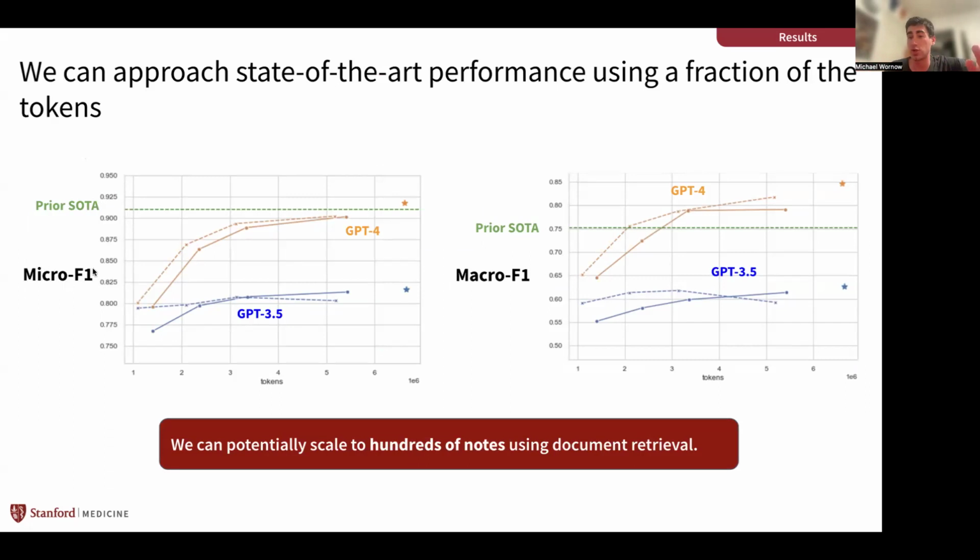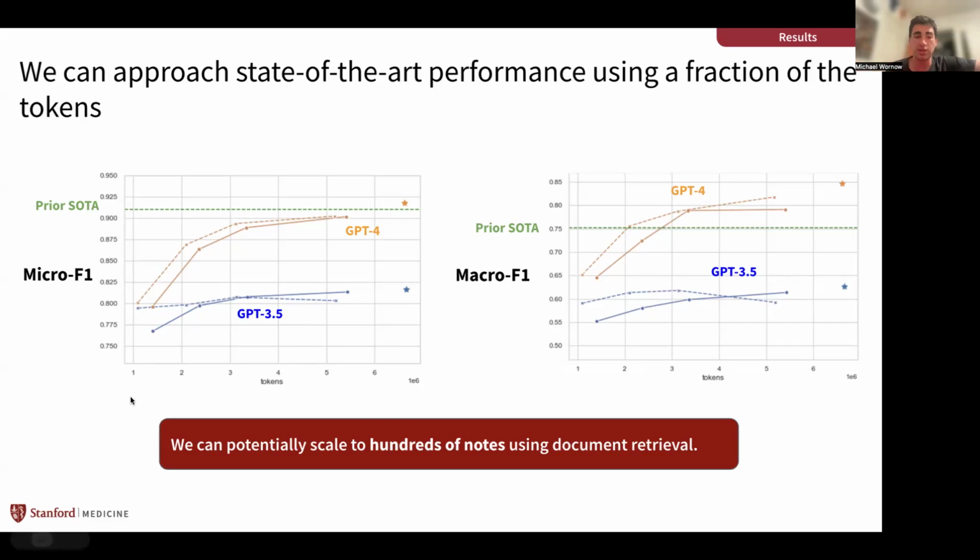The left-hand chart is just one metric, micro F1, and the right-hand chart is just another version of that metric called macro F1, which slightly upweights rarer classes. So if you care about rare criteria with low prevalence, you might prefer the chart on the right. But it's the same experiment, same models, same data set, same everything between these plots.